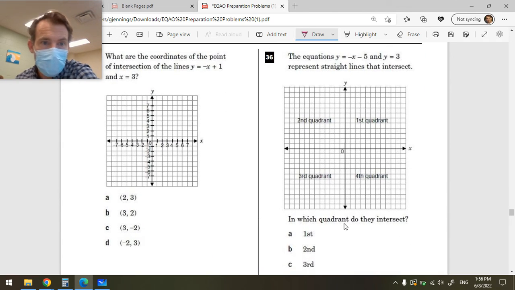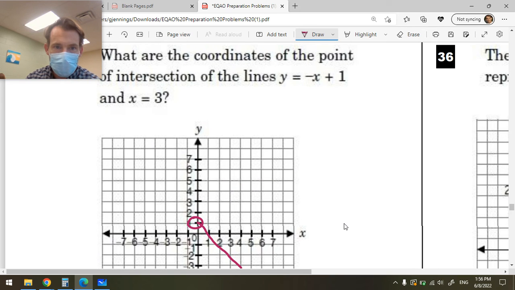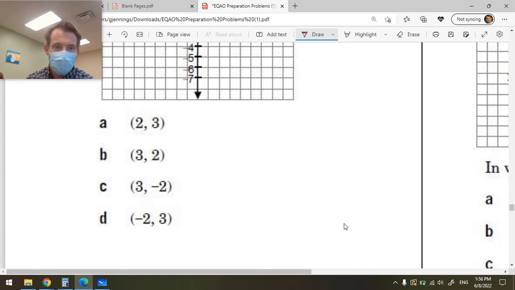Okay, what are the coordinates of the point of intersection of the lines y is equal to -x plus 1 and x equal to 3? Here's the line -x plus 1. Mr. Jennings, how did you graph that so fast? Well, 1 is the b, and then I go over 1, down 1. Okay, let's zoom in so you can see more clearly. Over 1, down 1, and then the line x is equal to 3. X is equal to 3 is a vertical line, goes up here and down here. And there's the intersection, the point 3, -2.